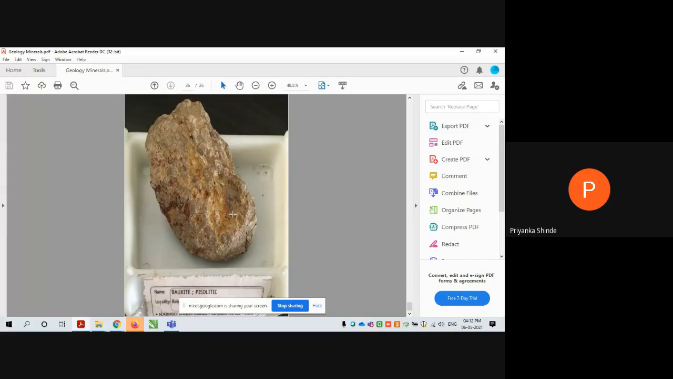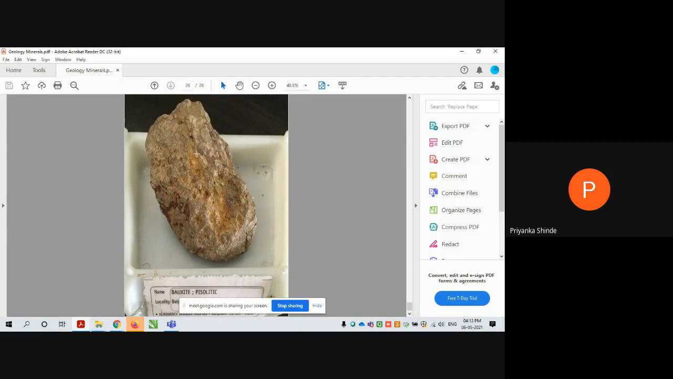Then the last mineral, that is bauxite. So bauxite is an aluminium ore. So you can extract aluminium from this. Okay, so that is used in refractory, electrical industry, to make utensils, etc. That is the use of aluminium, right? So its composition is Al2O3.H2O.